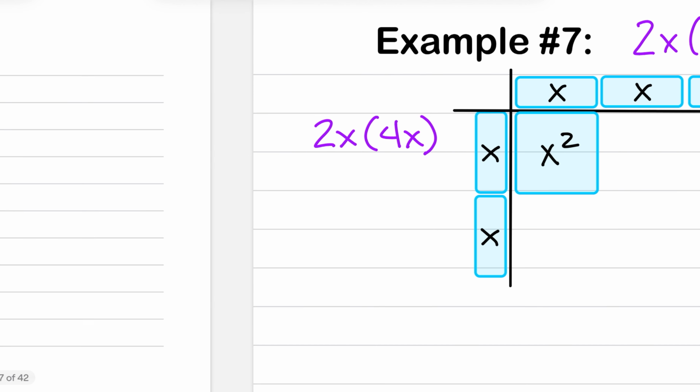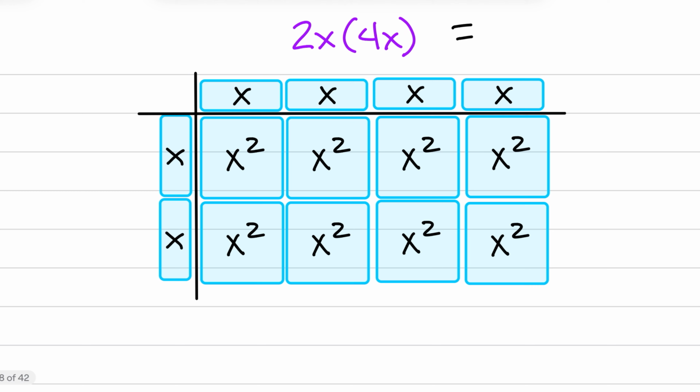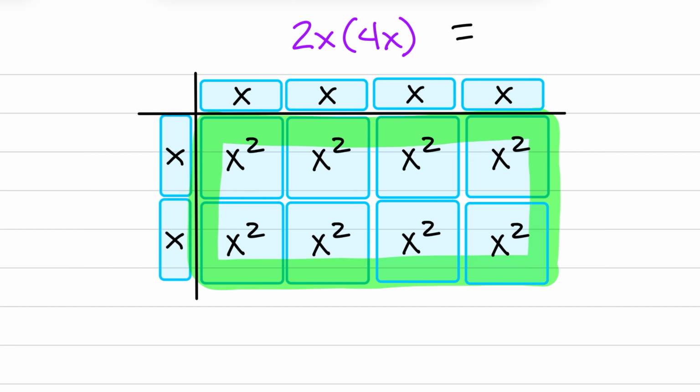Next, we're going to be looking at an area model. 2x times the quantity 4x plus 5y minus 8z. We're going to multiply the 2x times the 4x first. When you multiply an x times an x, you get an x squared. When you multiply 2x times 4x, it creates this rectangle of 8x squared.